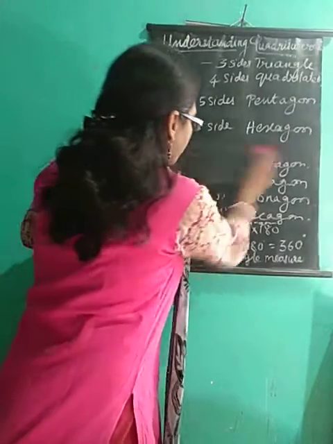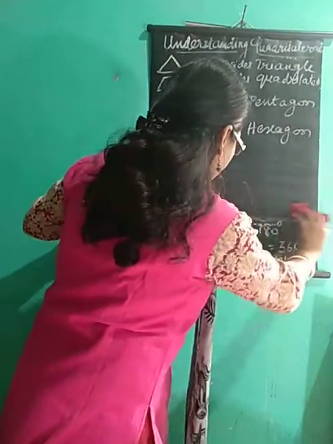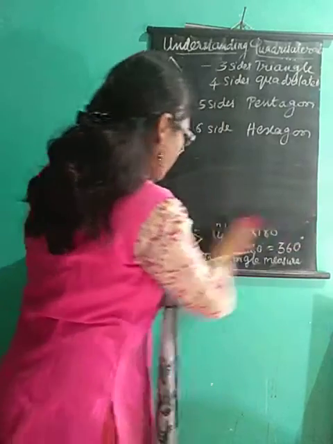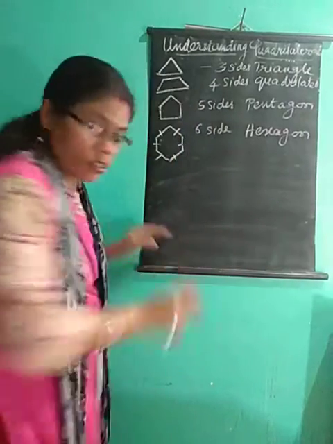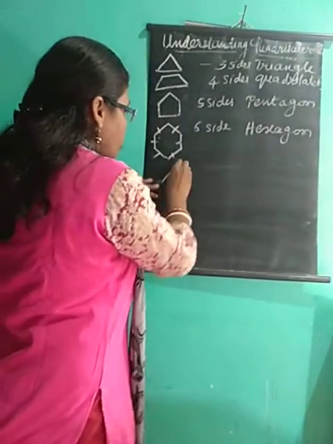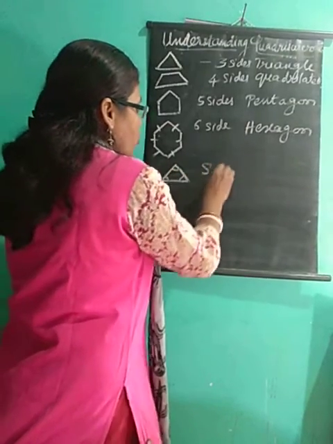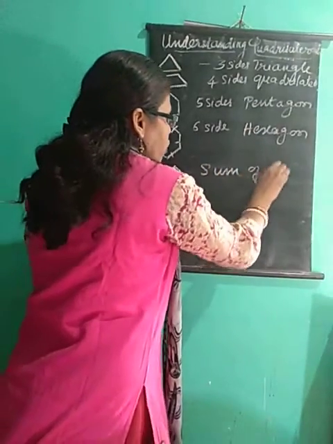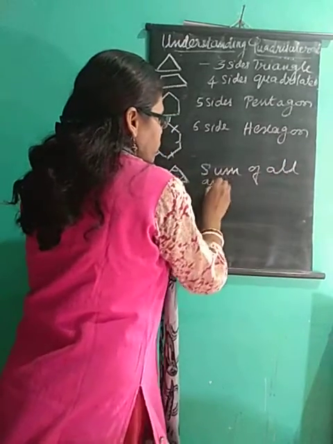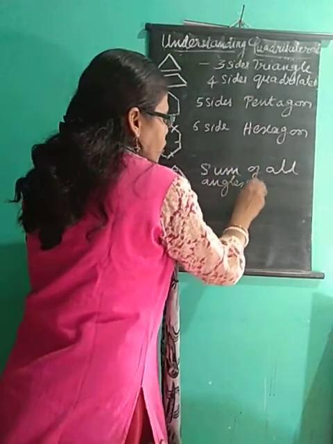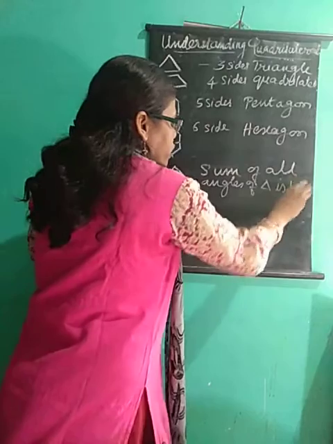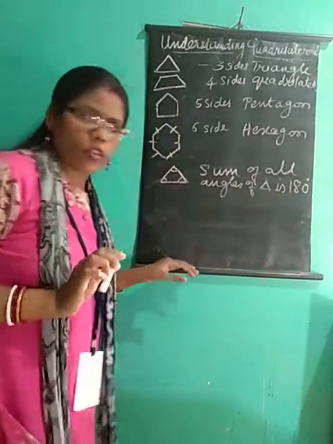Here you have how to measure the angles, total measure. Now this is your triangle. What is the angle measure of sum of all the angles? Sum of all angles of a triangle is 180 degrees. You know that. This much you have studied.